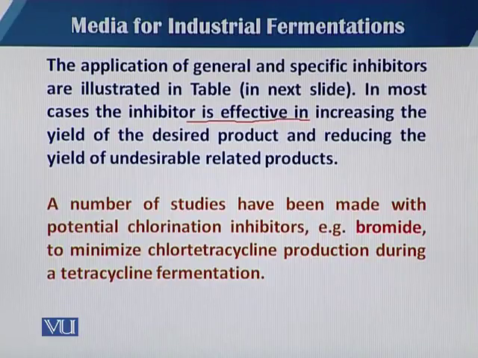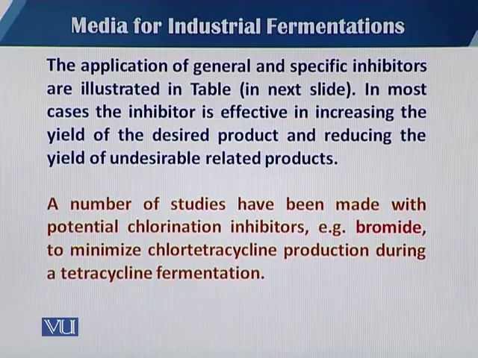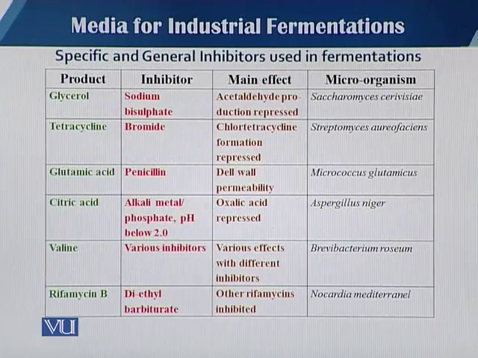A number of studies have been made with potential chlorination inhibitors such as bromide to minimize the chlortetracycline production during the tetracycline fermentation. There are various examples we can quote, but in this slide you can see different products and the inhibitors and their main effect, that is, how that inhibitor affects the fermentation process.